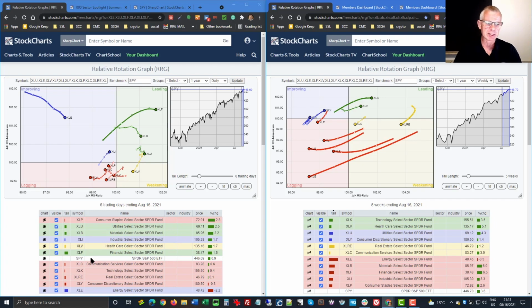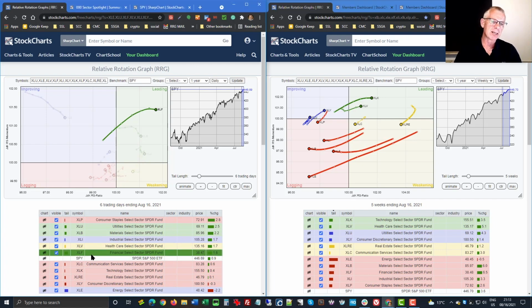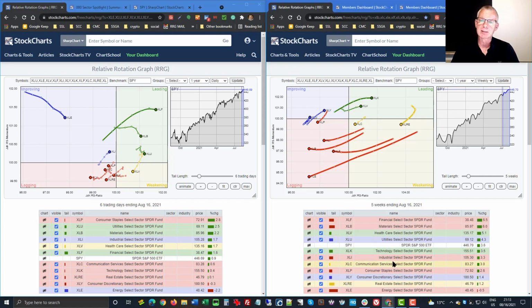SPY did 90 basis points. Financials picked up nicely. Last couple of days started to roll over, but nevertheless a pretty good move. And then we had communication services, technology, real estate, discretionary, energy, all moving lower. And you see energy here already starting to roll over inside the improving quadrant and very likely rotating back down towards the lagging quadrant.